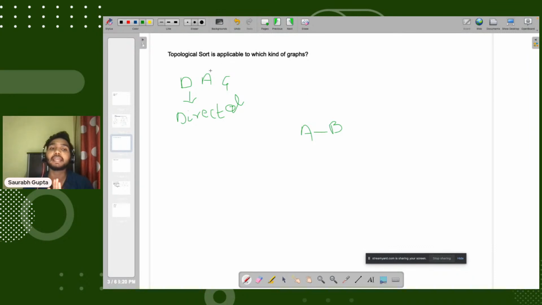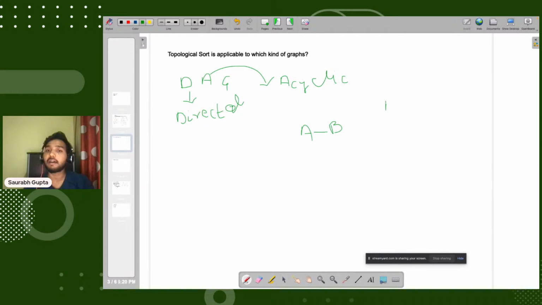Now coming to the second thing, which is acyclic graph. Acyclic graphs are the graphs which do not contain any cycle or loop. What is meant by cycle or loop, you should already have studied as part of graph. Currently I'm assuming that you know what acyclic and cyclic graphs are. But if you don't know, you should join the course, and then we'll discuss in detail. So why is it applicable to acyclic graph only?